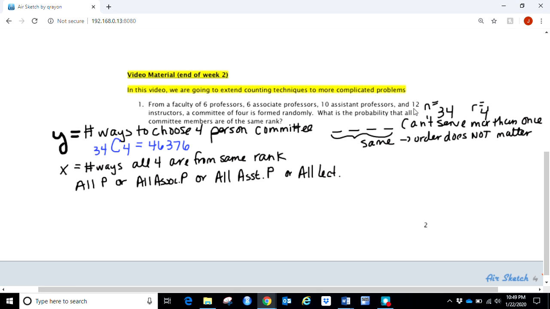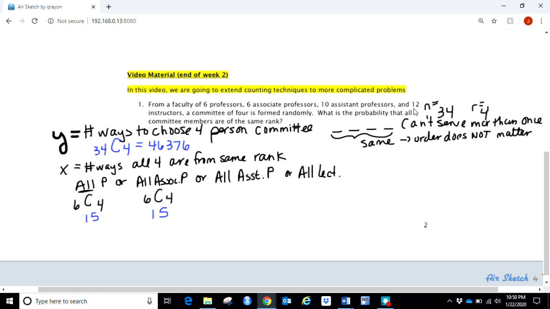So let's first figure out, well, what if I just wanted to find all professors? Well, there are 6 professors. I want them all to be professors. So I'm going to be choosing all 4 of them. For the same reason we talked about with Y, we're going to be using a combination. So if I get that 6 combination 4, that's going to get me 15. But it could have been all associate professors. There's also 6 of them, and we would want them all to be associate professors. Combination for the same reason. So 15 ways of doing that.